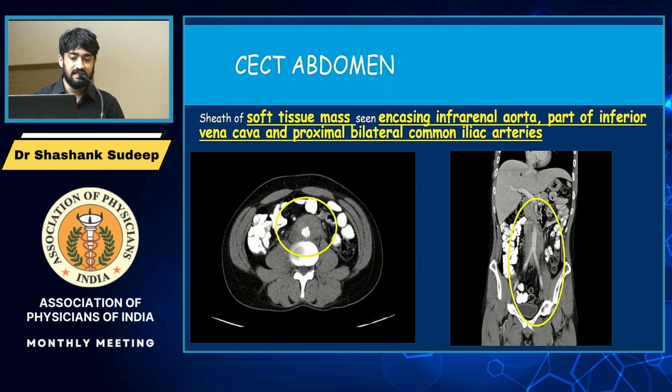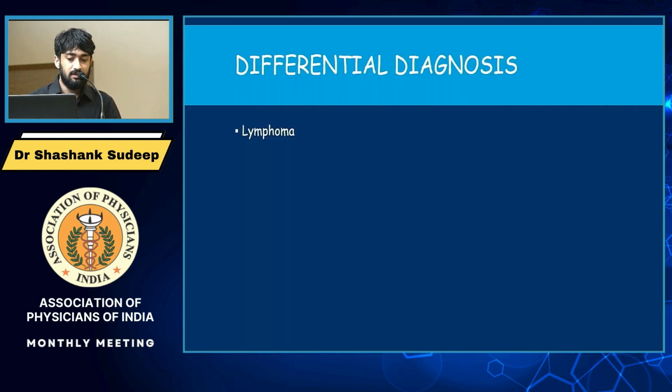So the CECT abdomen and pelvis was showing a retroperitoneal soft tissue mass which was encasing the aorta, as well as the IVC and bilateral common iliac arteries. So now, in view of our new imaging findings, we had to change our differential a little bit. So at the top came lymphoma. Extrapulmonary TB we still had in the running.